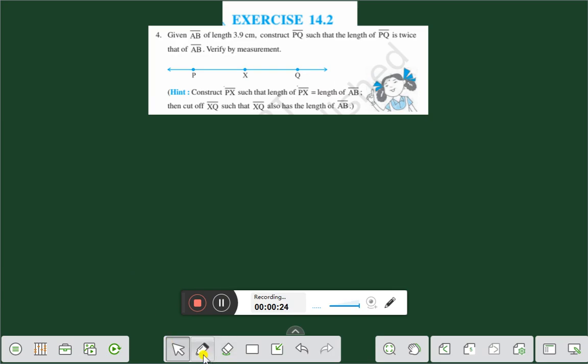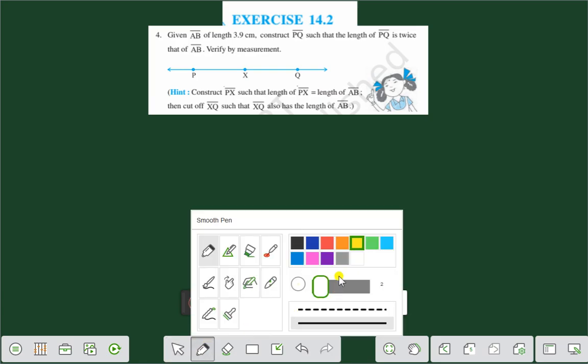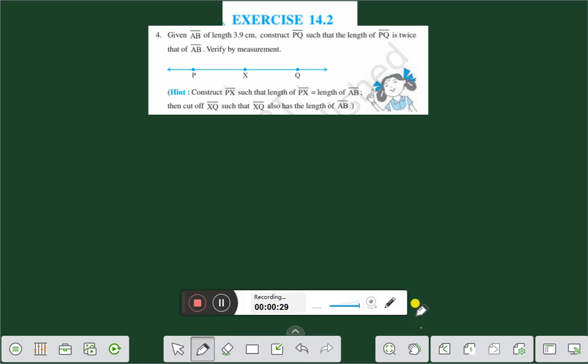First of all, we can do it by calculation. Let us do it by calculation first. Here it is given that we construct PQ such that the length of PQ is twice that of AB. The length of line segment PQ is equal to twice the length of line segment AB.